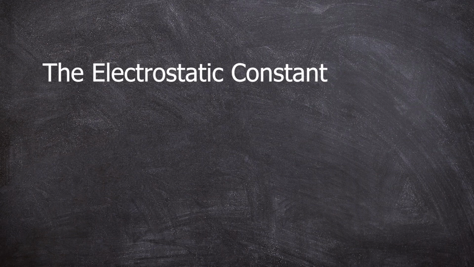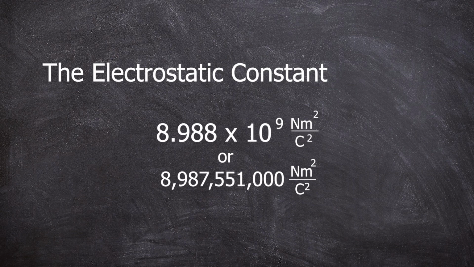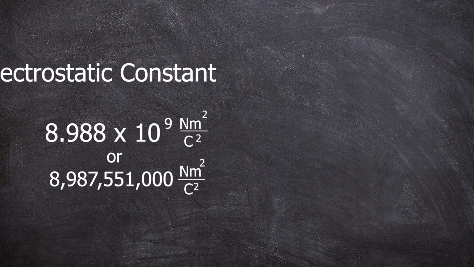The electrostatic constant is equal to this number, which can be approximated to about 9 billion, and the units are Newton meters squared per Coulomb squared. The reason this unit is so complex is to allow the units used in the equation to cancel out, leaving just a force in newtons.